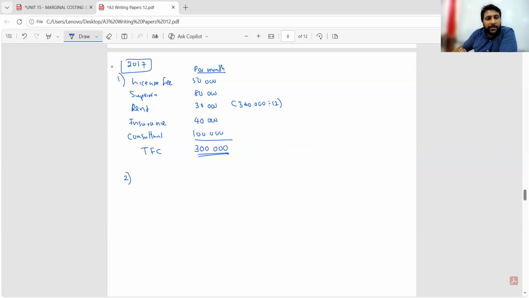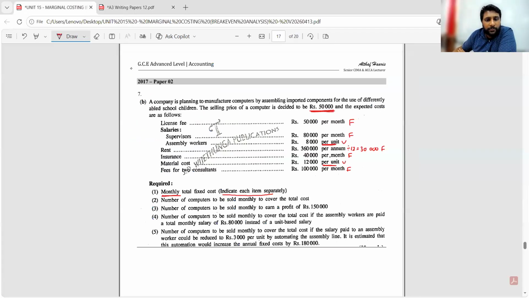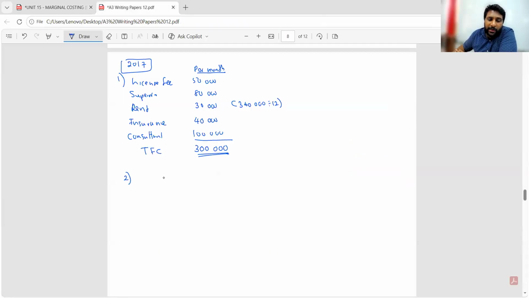Number 2, what are they asking? In our language, you tell me, people. In number 2, what are they asking in our language? Break even point quantity. So we'll calculate the contribution per unit first.